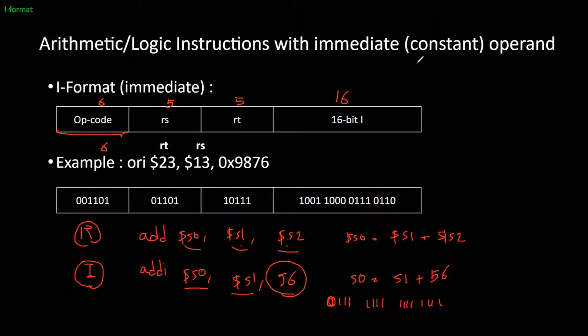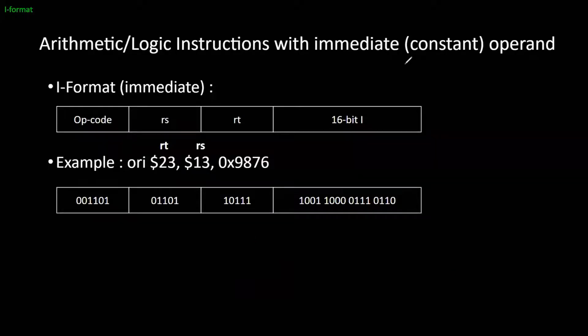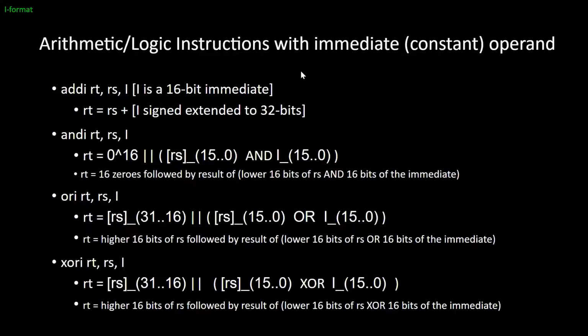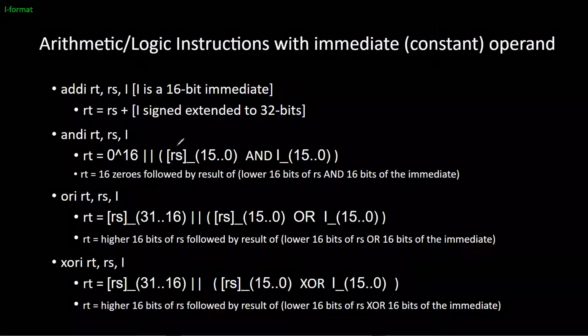So let's look at more examples. Don't let the notation confuse you; it is basically trying to explain each instruction. For example, if you are doing an addi, we have two registers and we have an I. The I is a 16-bit immediate, or 16-bit constant number.